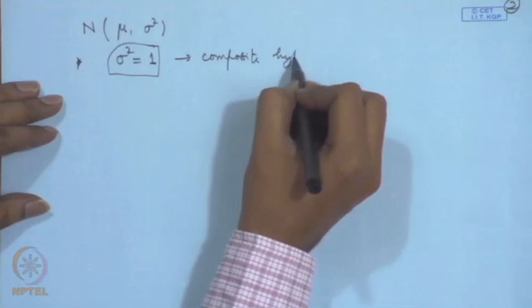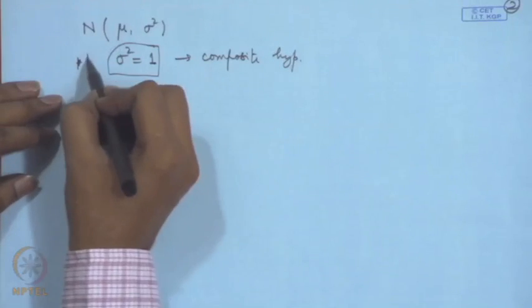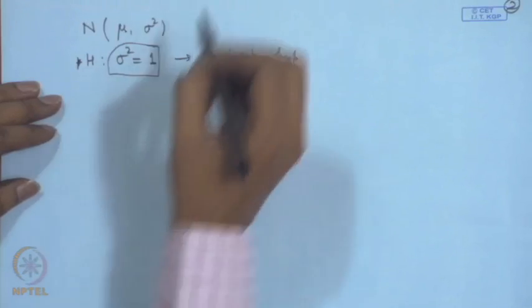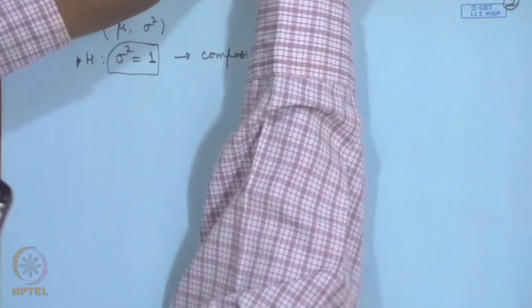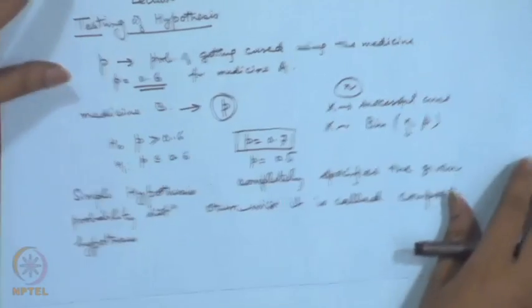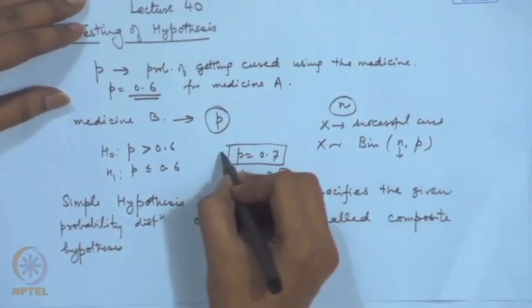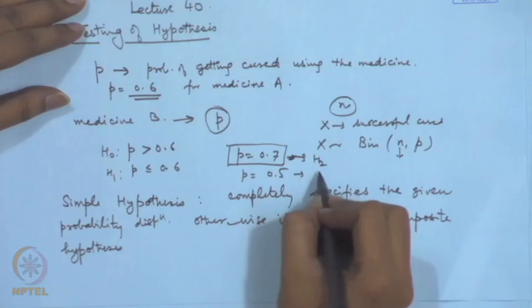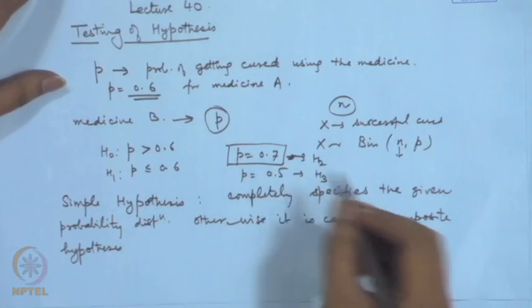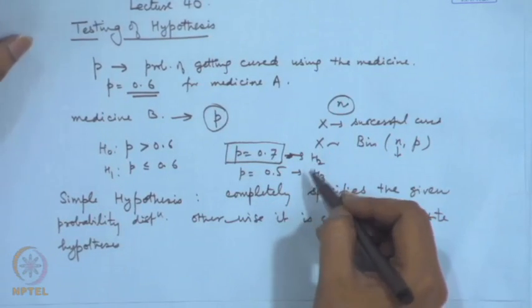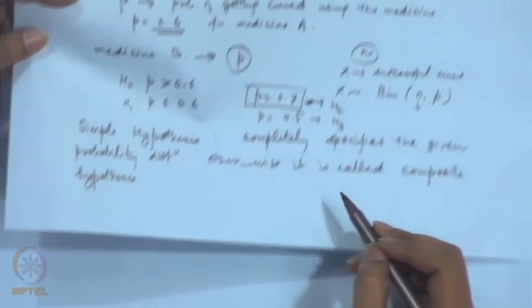Usually a notation H or H naught etcetera is used to denote a hypothesis statement. For example, here we may write H naught, here we may write H 1, here we may write, say, H 2, here we may write, say, H 3, etcetera. So, for a hypothesis we usually use the notation H.